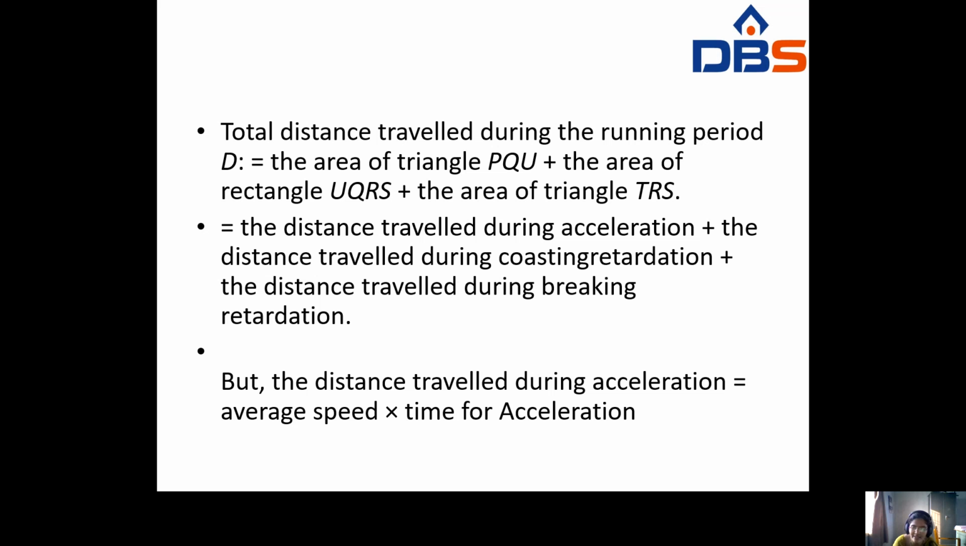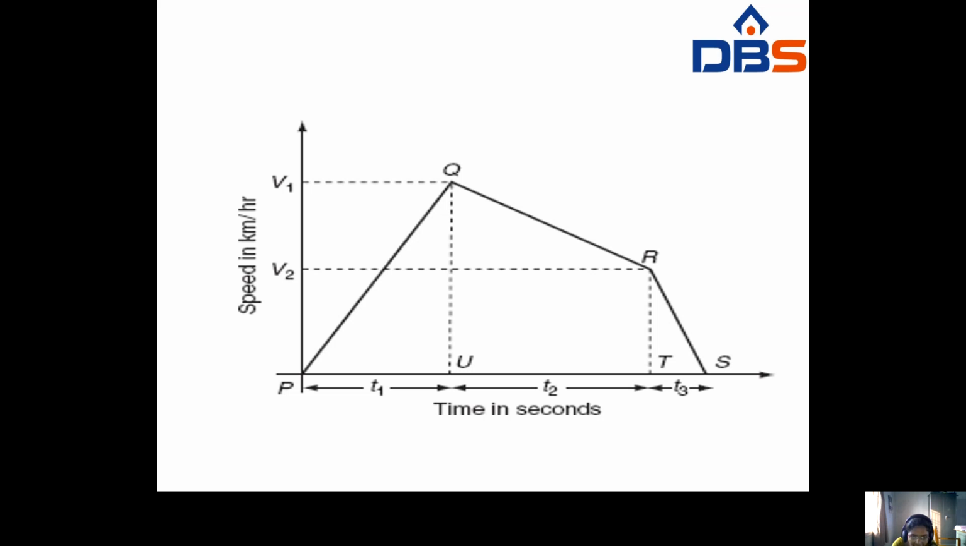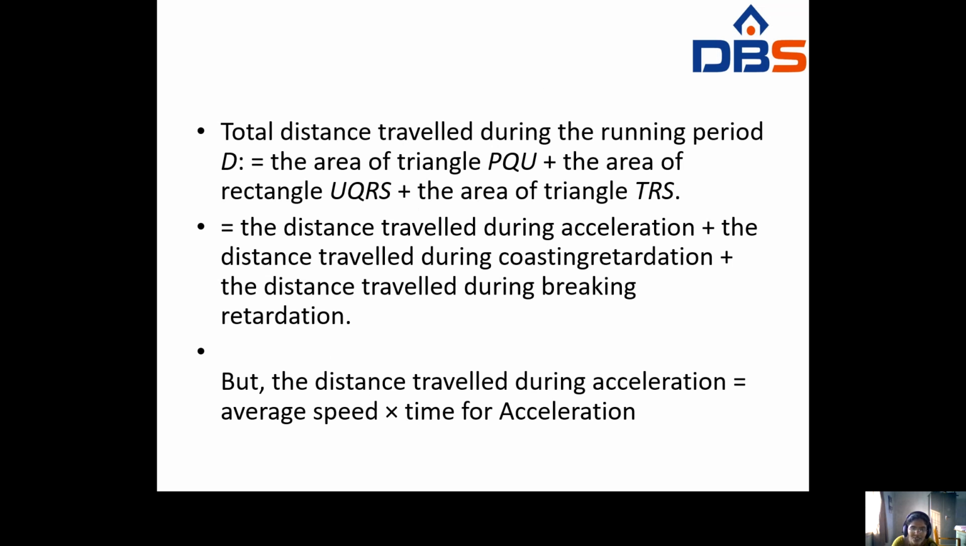This analysis is the same as for the trapezoidal speed time curve. Here also, the total distance traveled during the running period, D, equals the area of triangle PQU plus the area of rectangle UQRT plus the area of triangle RTS. That is, the distance traveled during acceleration, plus the distance traveled during coasting retardation, plus the distance traveled during braking retardation. Same as the trapezoidal speed time curve.